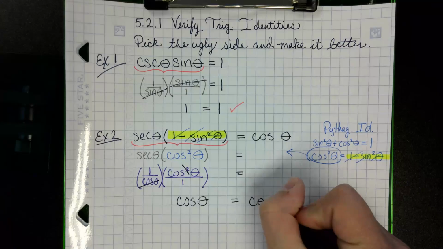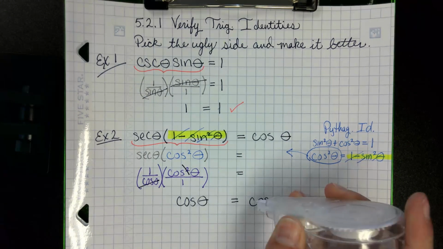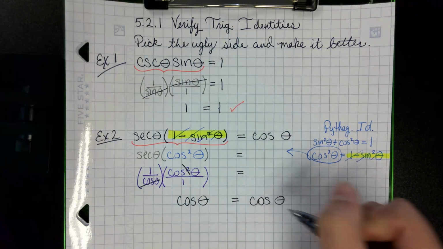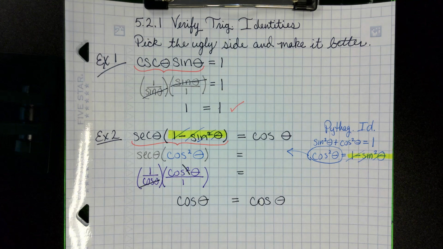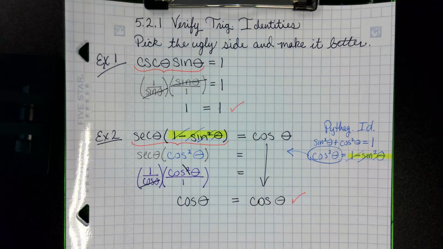cosine. Whoa, I put theta right there. I didn't mean to do that. Just a cosine. Cosine theta equals cosine theta. It is verified. And if you want to show that there's something every time, you can just do that. But I think doing it that way, where you don't write what's on the right-hand side every single time, is going to keep you from making a mistake by changing it. Okay.